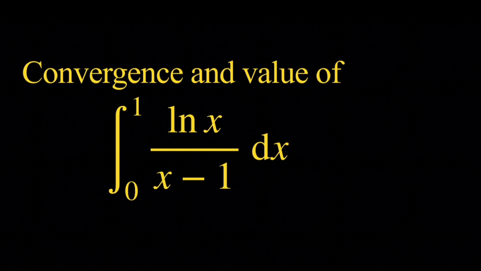So we want to examine the convergence, and if the integral is convergent we're going to determine its value. So the integral is the integral from 0 to 1 of ln of x over x minus 1 dx. Now for reference we're going to denote it by I. Okay, let's start with the convergence.